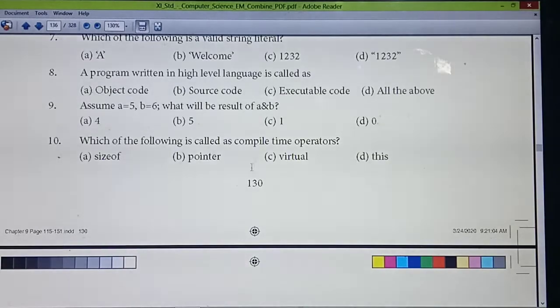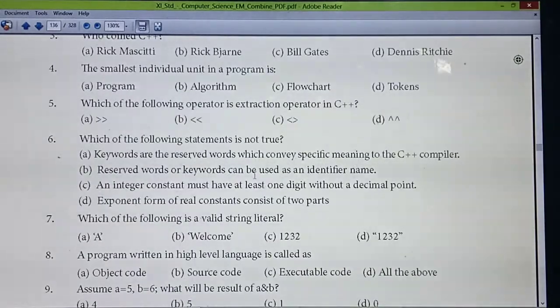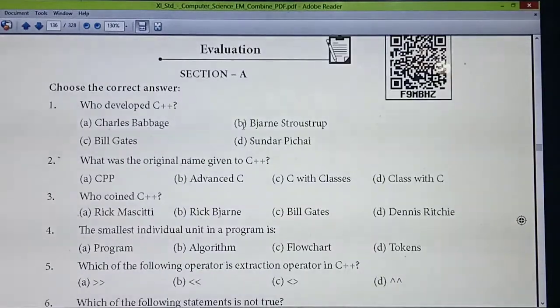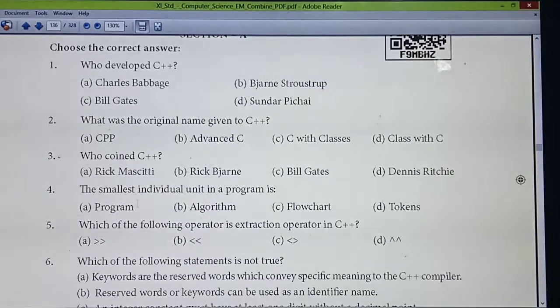Once more I am dictating the answers for one mark questions. Please listen carefully and mark it, okay? First question answer is option B, Bjarne Stroustrup. Second question answer is option C, C with classes. Third question answer is option A, Rick Mascitti. Fourth question answer is option D, tokens, not flowchart.